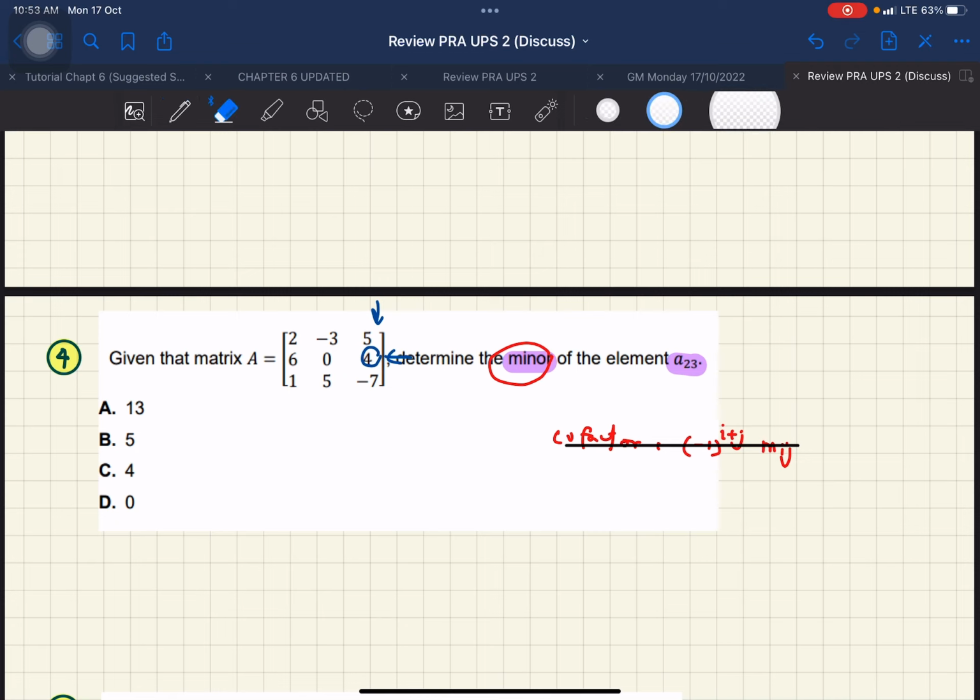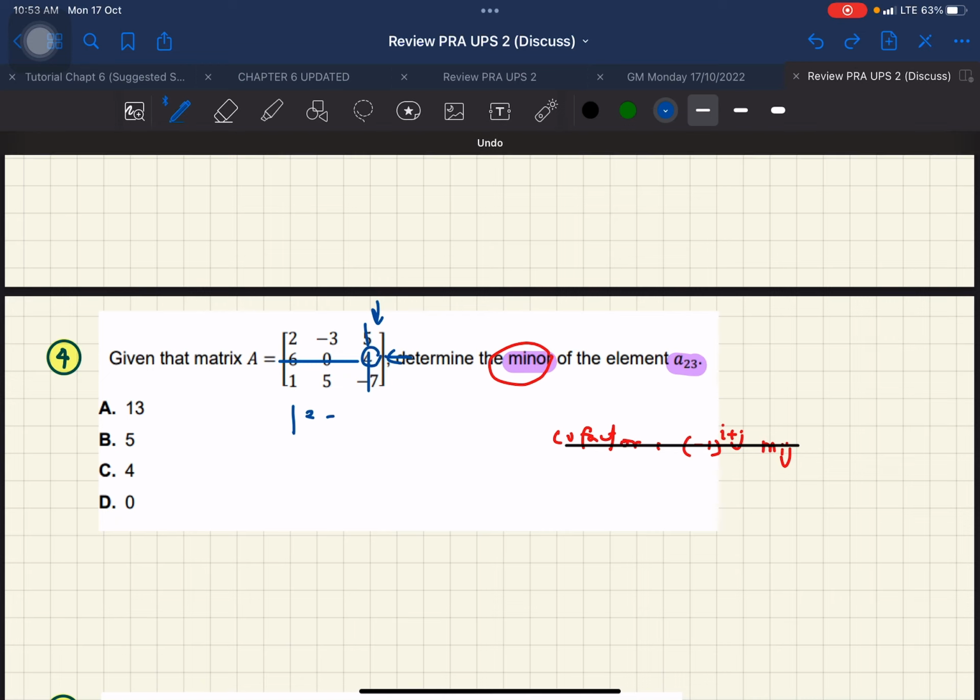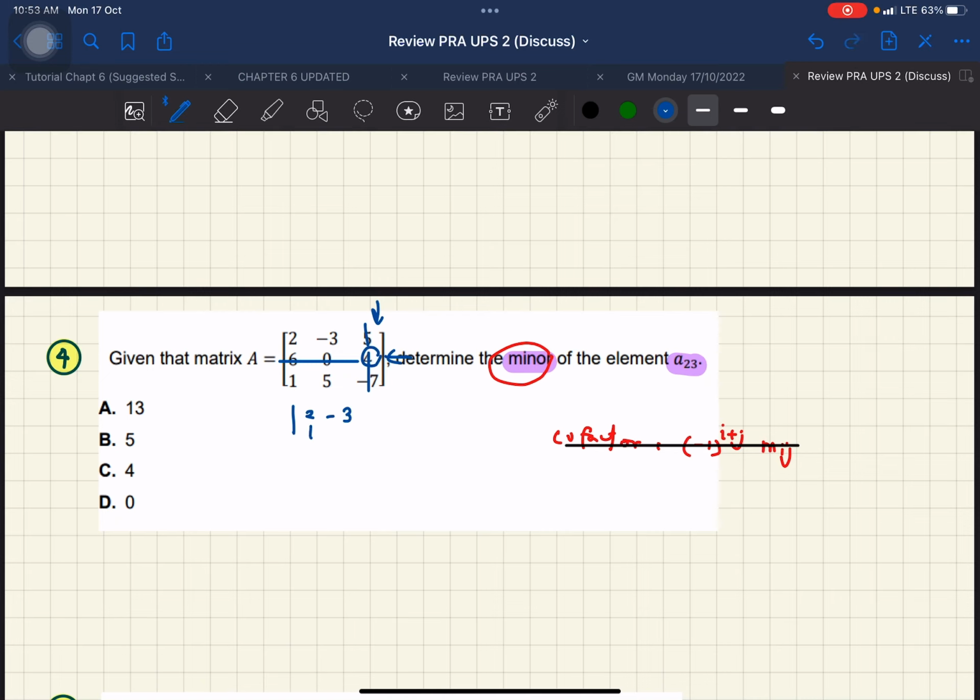Okay, so macam mana nak cari minor? Senang je. So we are going to eliminate this row and this column. Kita akan buang semua ni. Okay, so apa yang tinggal dekat situ? We have 2, negative 3, 1, 5. Okay, so just cari sahaja dia punya determinant.